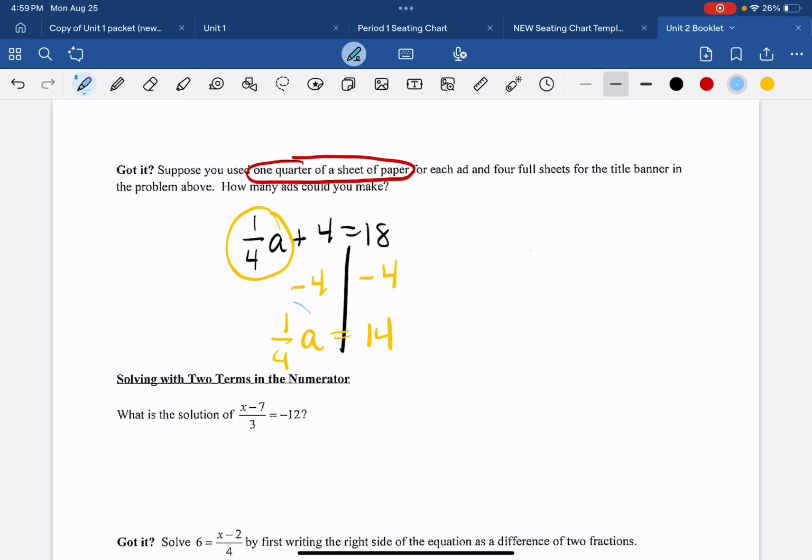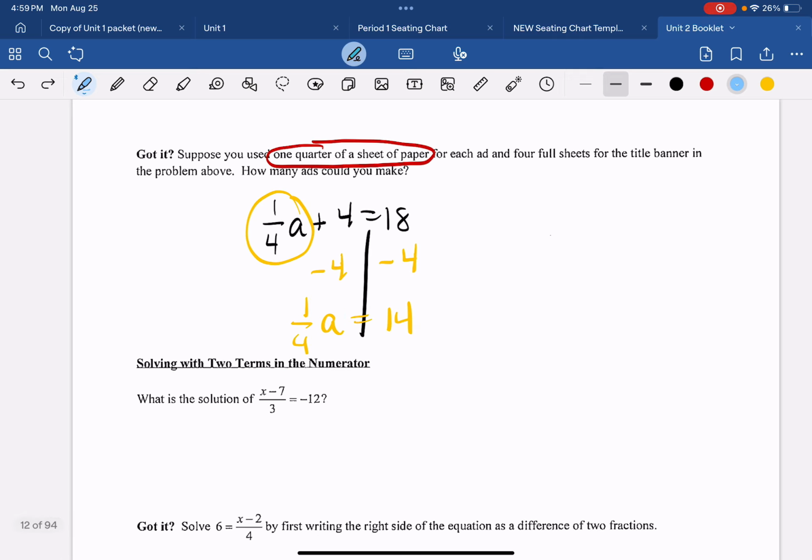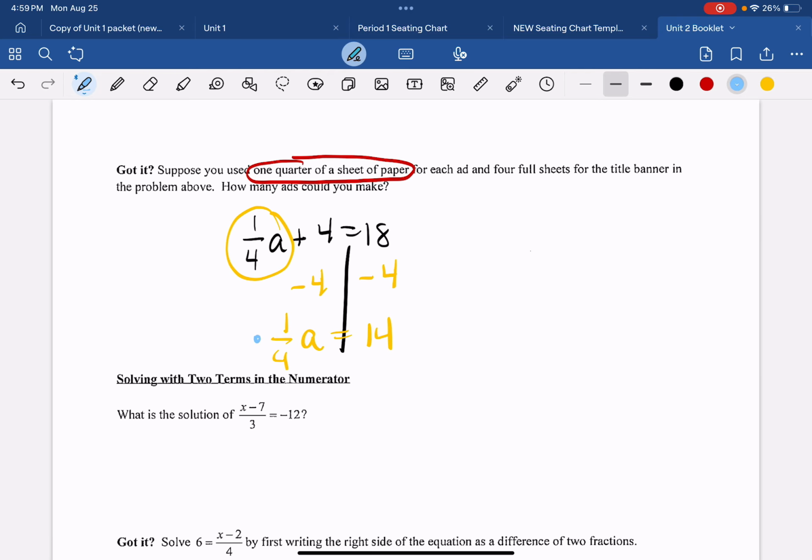Okay. From there, I'm not done yet. My variable is not by itself. I have 1/4 times A. I'm going to simplify this by multiplying both sides by the reciprocal. So I have A equals 56 ads. Okay. And again, you would write that in terms of a sentence.